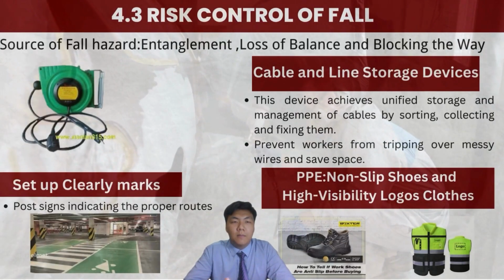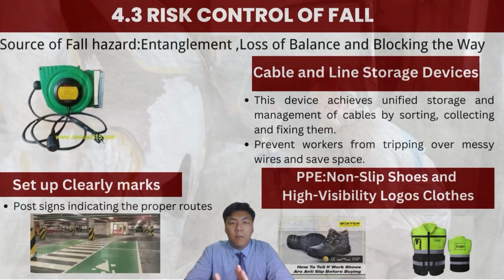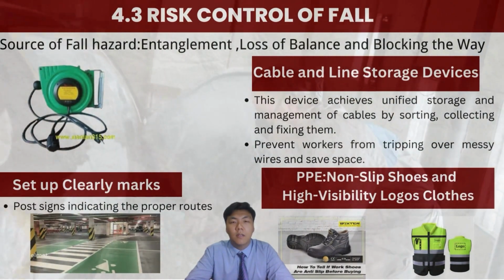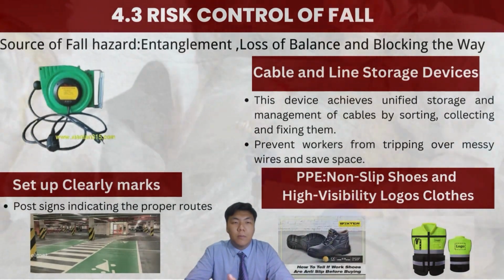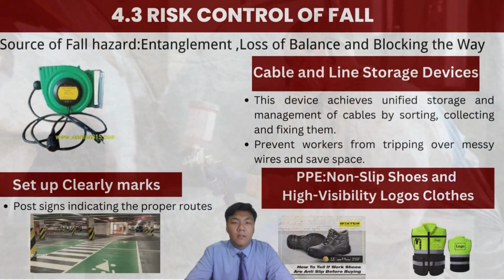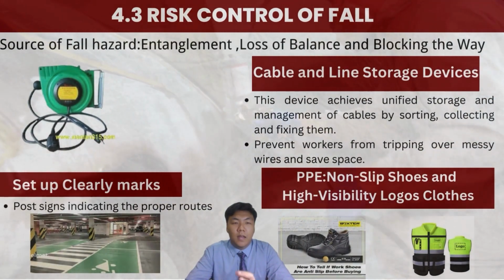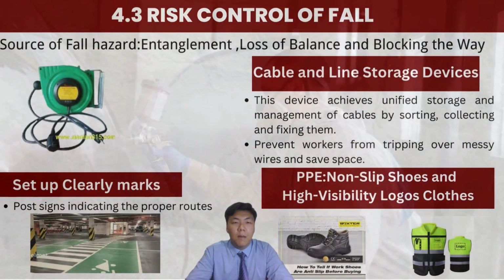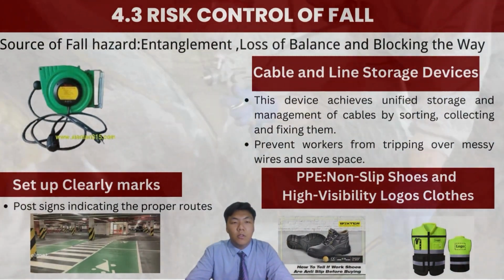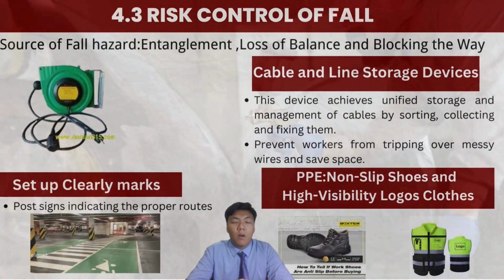Okay, for this part, let's pass to the third fire hazard control method. The main source of fire hazard is the collected wires, which can trip workers and cause a fire hazard. So we suggest the repair center install conducted cable and reel storage devices. These devices look like this picture. This device is a retractable design that can extend the cable when they use it and store the cable when not in use. It effectively reduces the risk of workers tripping over cables.